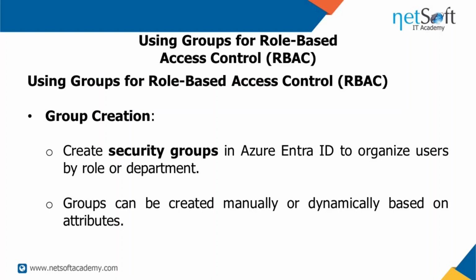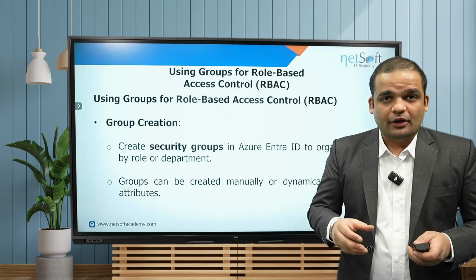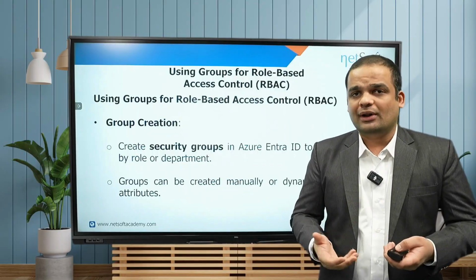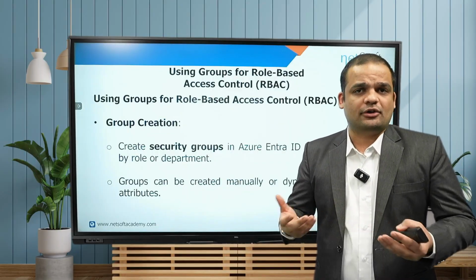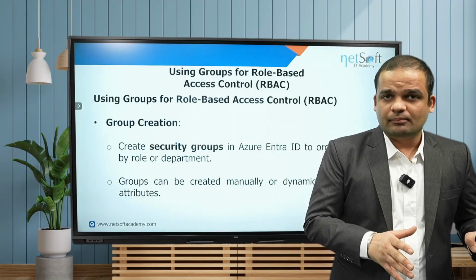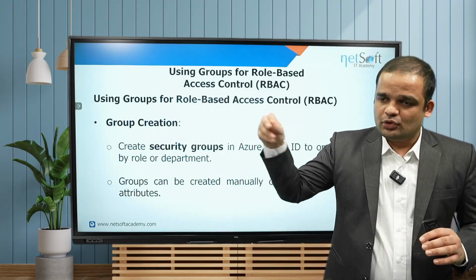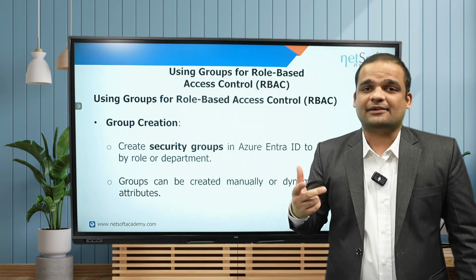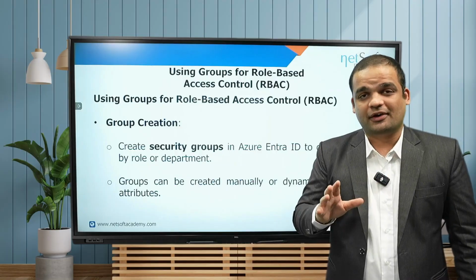Using groups for RBAC. Well, RBAC is already clear. That means role-based access control. So now we can focus on group creation. Well, if you want to use RBAC with a group, you can create a security group to organize users by role, department, or any other attribute. This can be done manually, where you create a group and you assign users manually, or you can also use dynamic assignment. That also works in Azure.